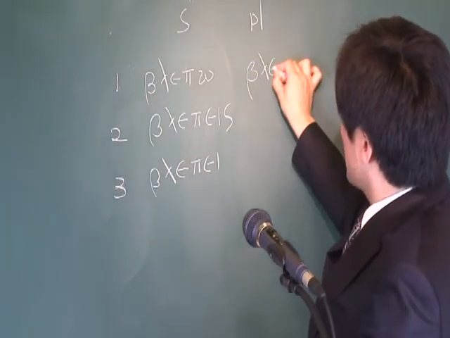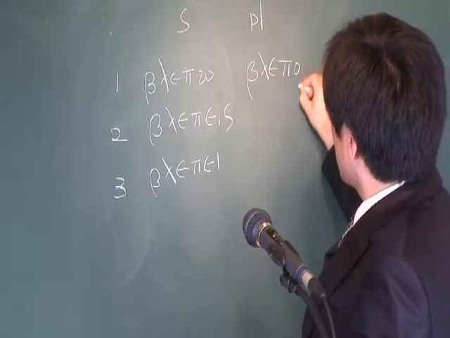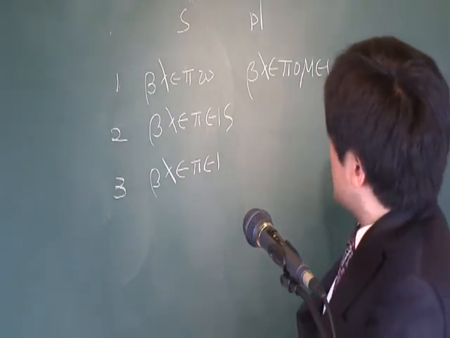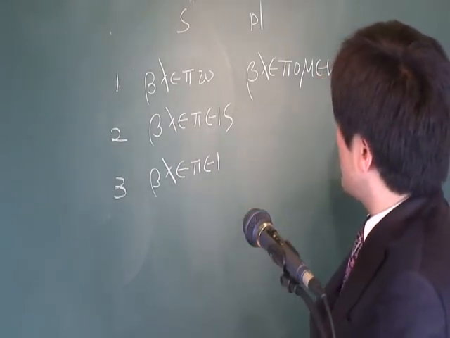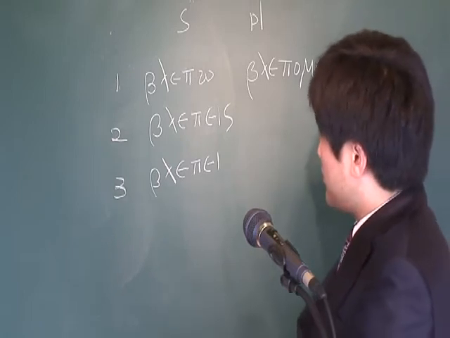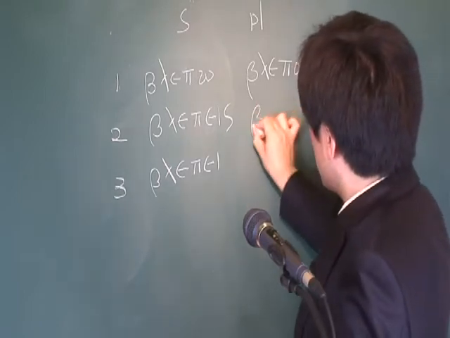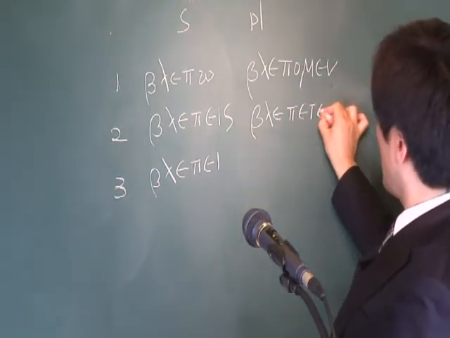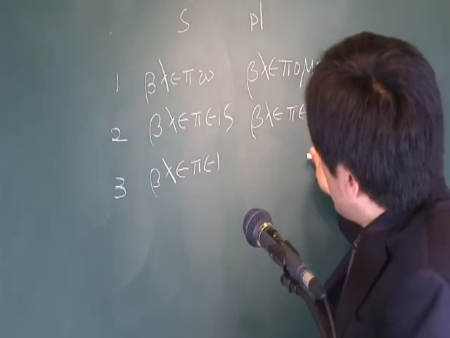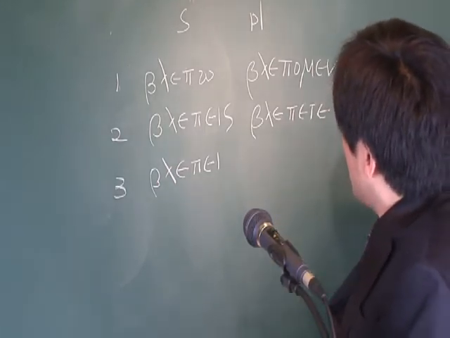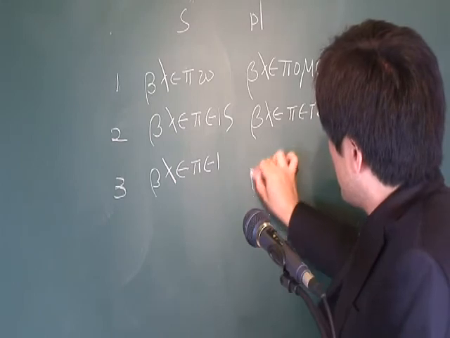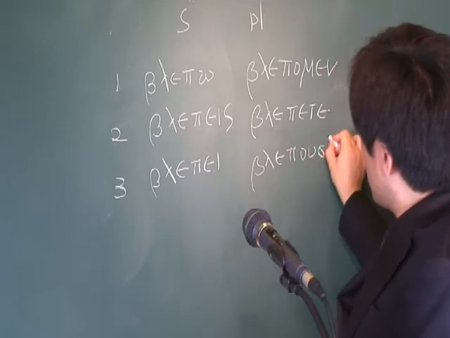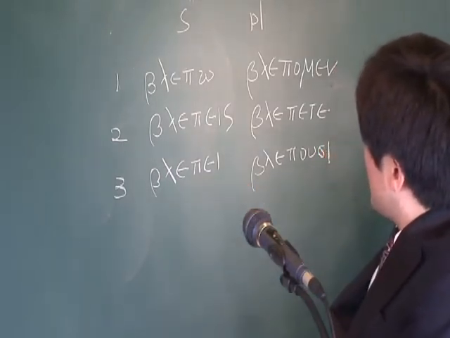Lego, legeis, legei, legomen, legete, legousi. These are the 6 forms.